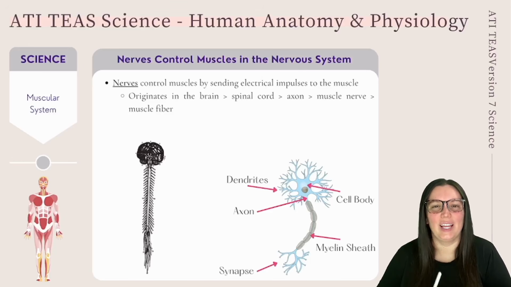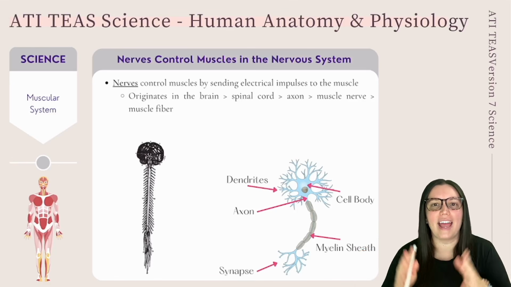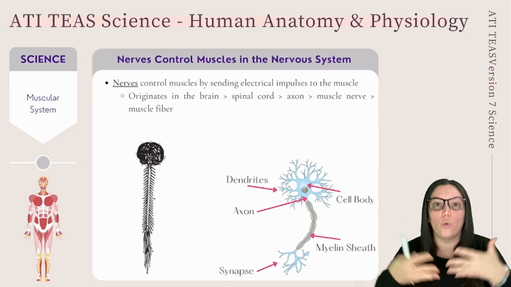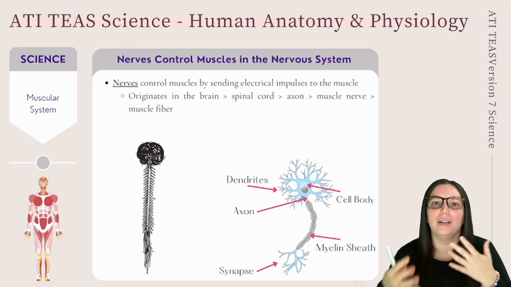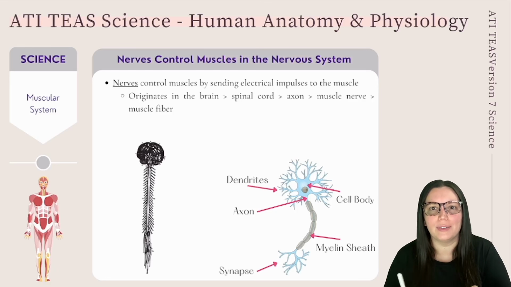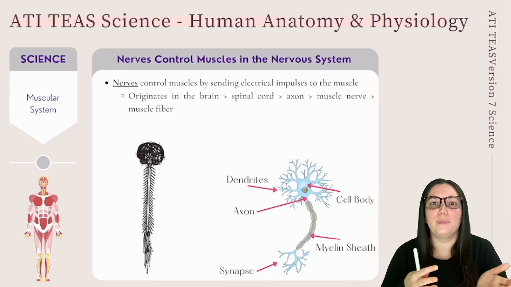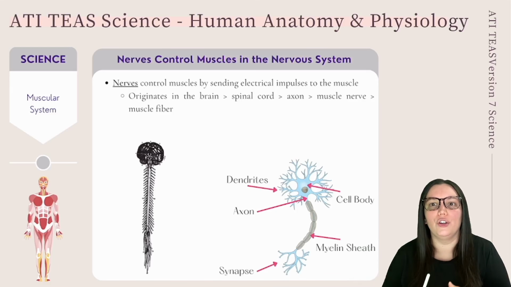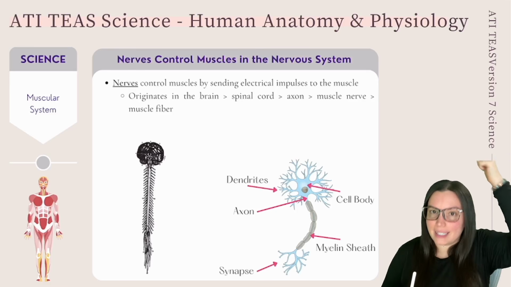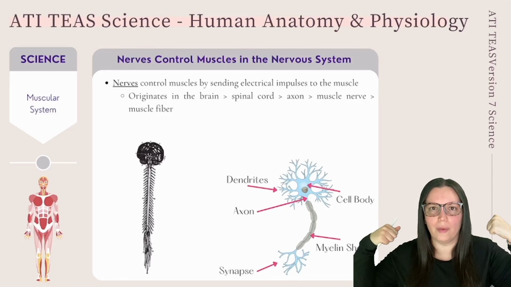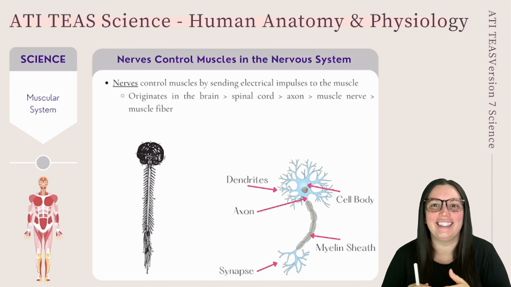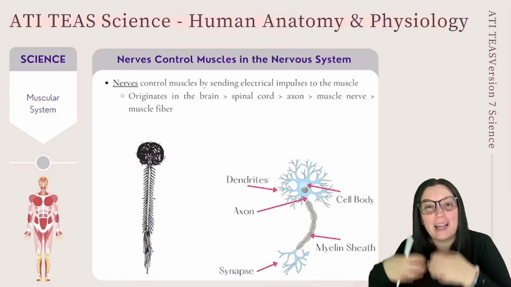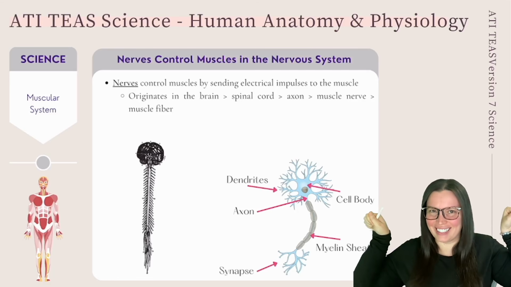So we talked about this a little bit before, and that is nerves and muscles work cooperatively to help with muscle movement. Nerves control muscles by sending signals or impulses to the muscles. These impulses cause the muscles to contract and generate force. The nerve impulse originates in the brain, is sent through the spinal cord to the muscle. The message is then sent down to the axon of the nerve of that muscle. And the muscle fiber receives that message and ultimately contracts.